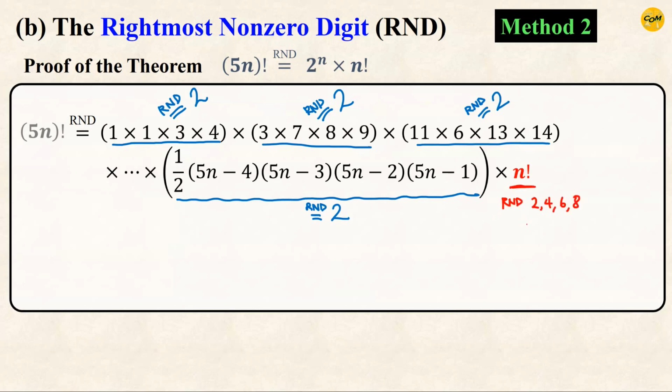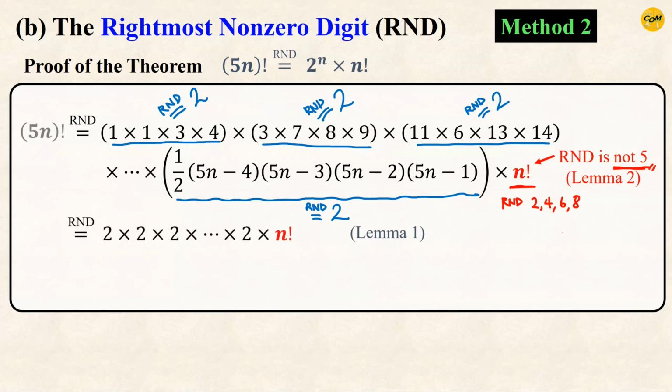By lemma 2, the rightmost non-zero digit of n factorial is one of 2, 4, 6, or 8, but the actual important thing is that its rightmost non-zero digit is not 5. Therefore, by lemma 1, we can straight up multiply these rightmost non-zero digits and obtain 2 to the power of n times n factorial, which concludes the proof.